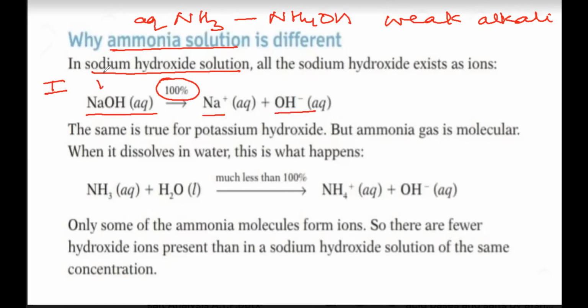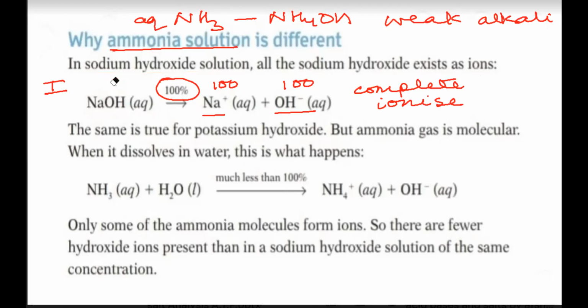That means if I have 100 molecules of sodium hydroxide, you will get 100 Na positive ions and 100 OH negative ions. So all the strong alkalis are going to completely ionize in water. This is 100% ionization, and that is the reason they are considered strong alkalis. Similarly, the rest of group 1, potassium hydroxide, lithium hydroxide, rubidium hydroxide and the remaining ones, are all very strong alkalis.